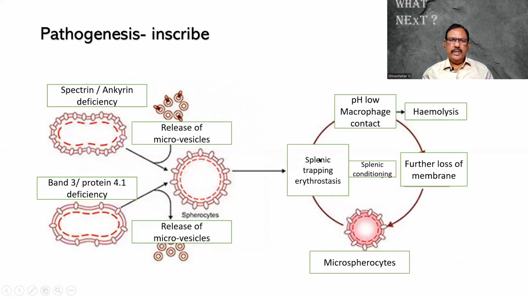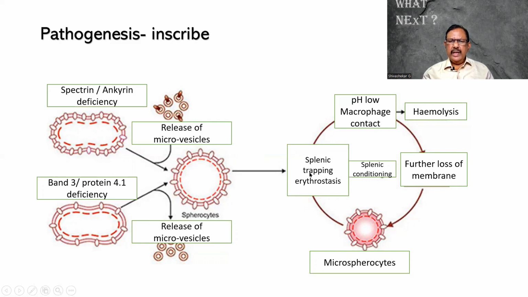So look at the pathogenesis over here. So this is the normal shape of an RBC. Now what happens is there will be the release of these microvesicles. Now whenever there is going to be a defect in either the spectrin, ankyrin or these bands, you find that more and more of these are being released and the cell assumes a spherical shape. And it becomes more rigid also.